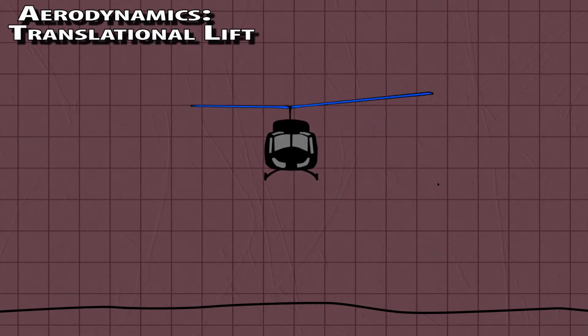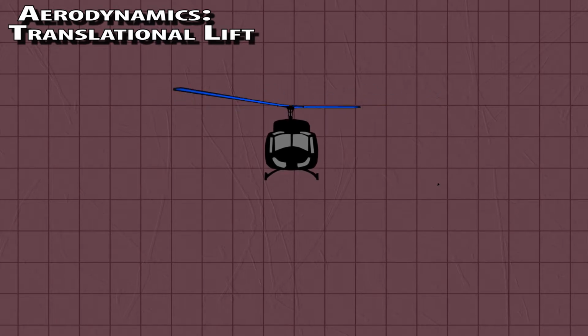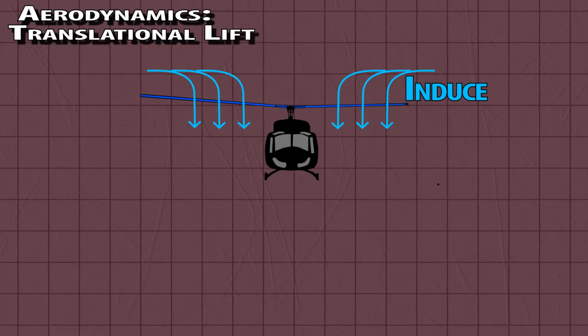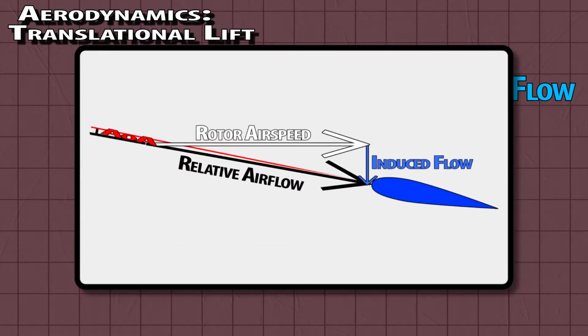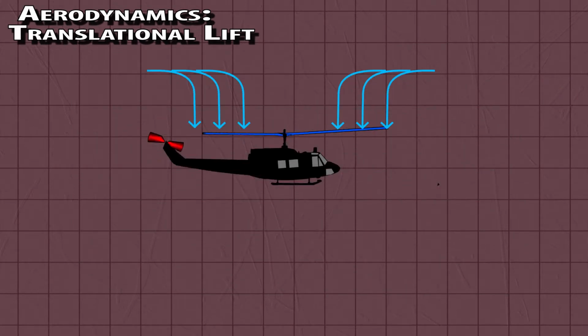Translational lift. If we are in a free air hover in still air conditions, a certain rotor pitch will keep us hovering. The air above the rotor will be getting pulled down into the disc and pushed out below. This is the induced flow. The airflow induced by the rotor, combined with the speed the rotor is going around, gives the relative airflow for the blade. The angle between the rotor blade and the relative airflow is the blade's angle of attack, or AOA. The greater the AOA, the greater the lift and the greater the drag, until the AOA gets too steep and the blade stalls.